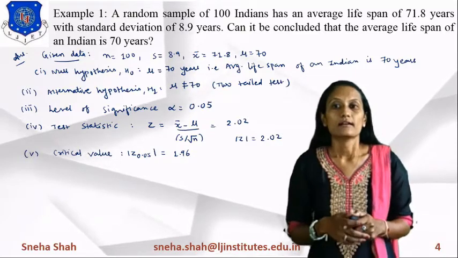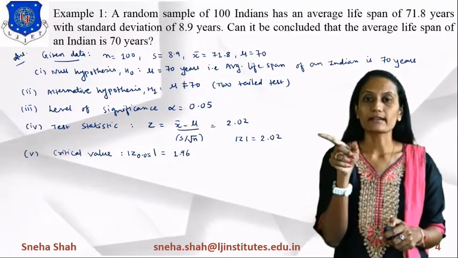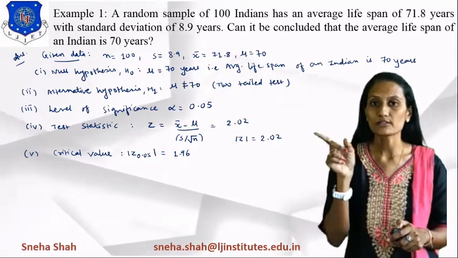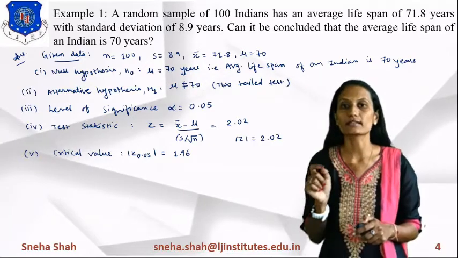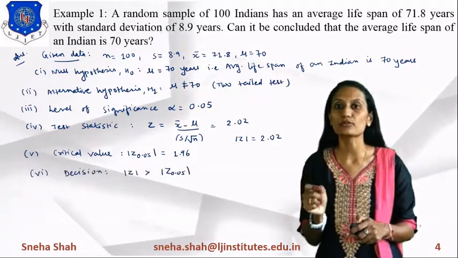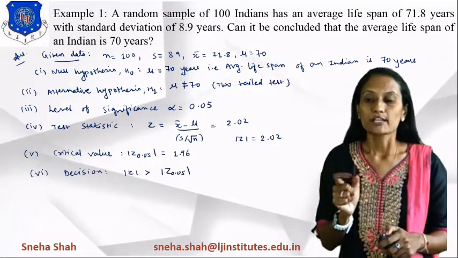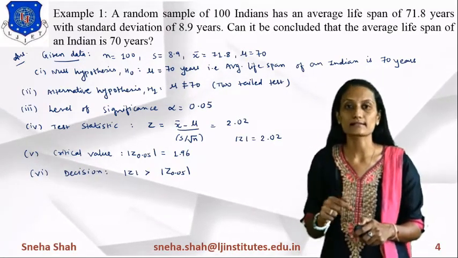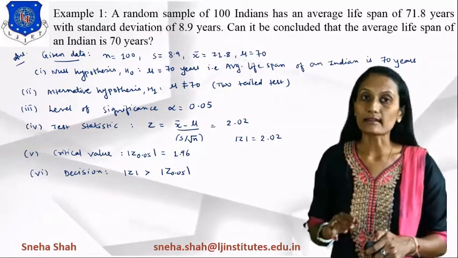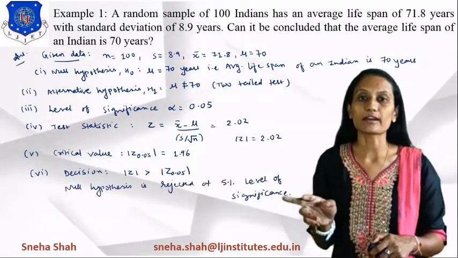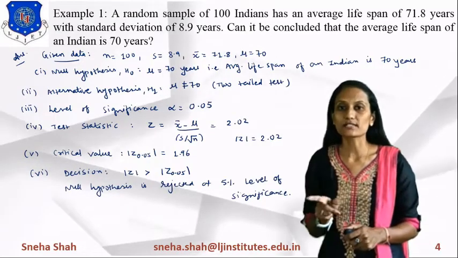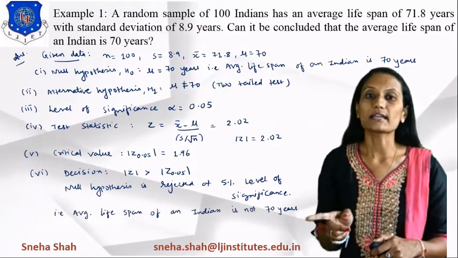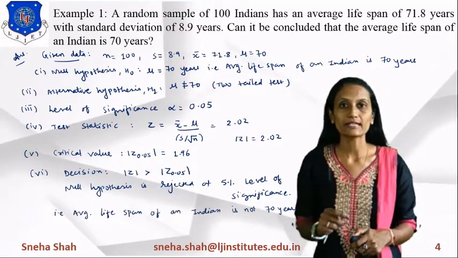Now we'll compare this value, mod z, with this mod z 0.05. From these two values, 2.02 and 1.96, you can say that the value of mod z is greater than mod z 0.05. As the value is greater, this assumption is considered wrong. So it means the null hypothesis is rejected at the 5% level of significance. This is the decision, and from that we can conclude that the average lifespan of an Indian will not equal 70 years.